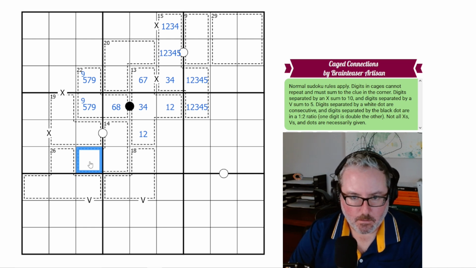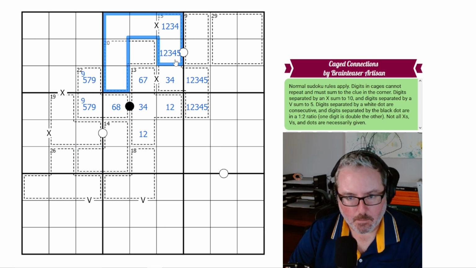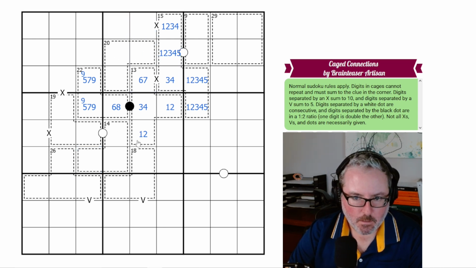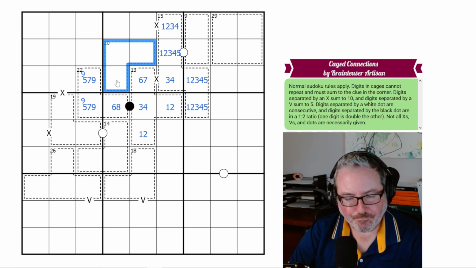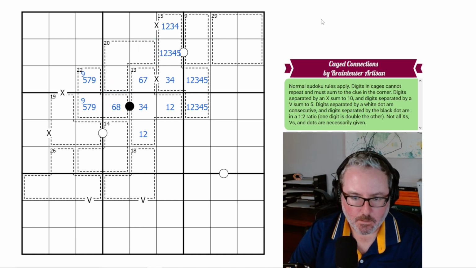Not a great setup there. So maybe we need to go back up to our top here, because, well, no, I thought I might have seen something, but I did not.